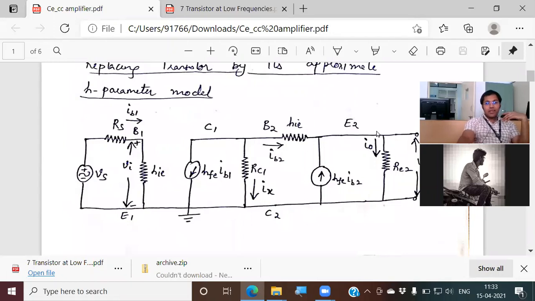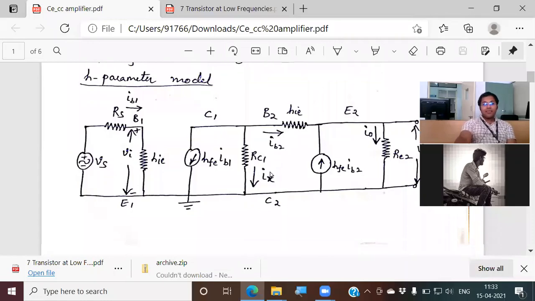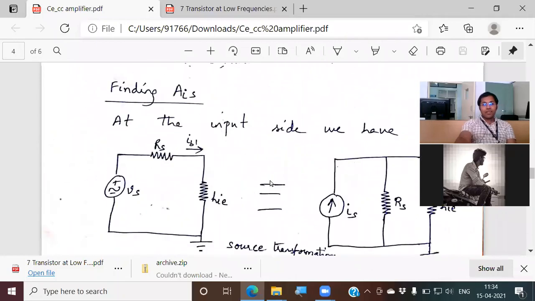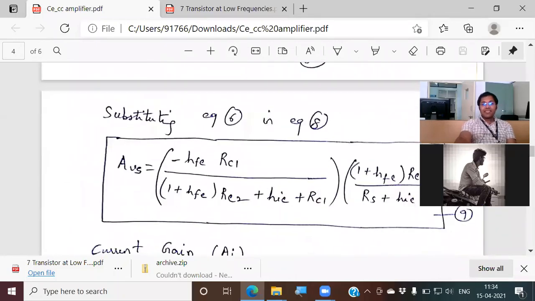What is V naught in terms of I naught? I naught in terms of IB2 and IX. First eliminate IX, then I naught in terms of IB2, IB1. Get the relation between IB2 and IB1, then we get V naught, and Vi is already in terms of IB1. IB1 we can cancel, and then we obtained V naught by Vs. We did this in the previous class. This is only revision of what I have done so far. So this AVS is the expression we got.